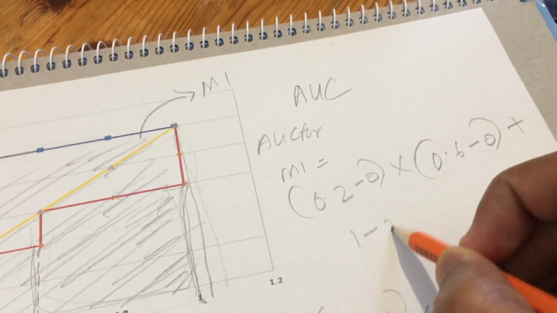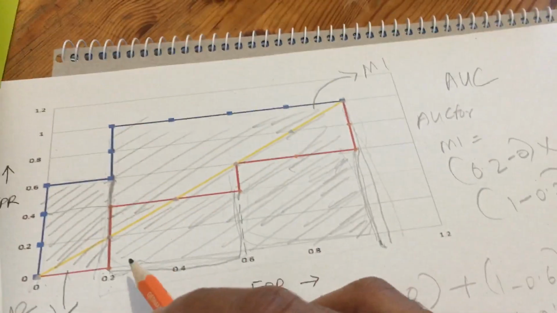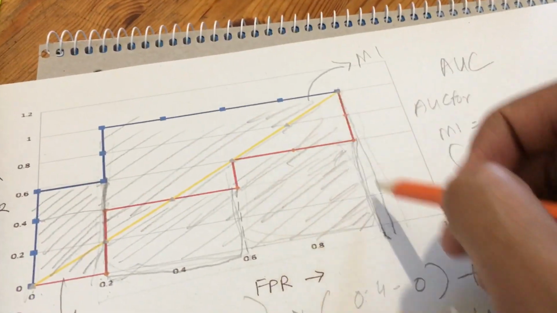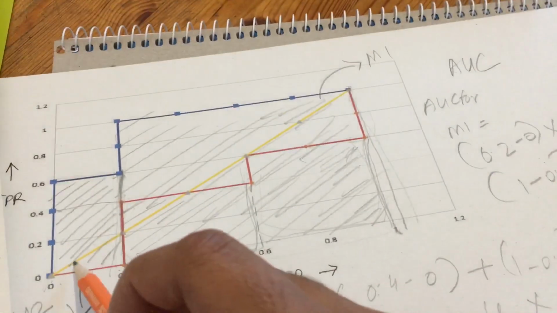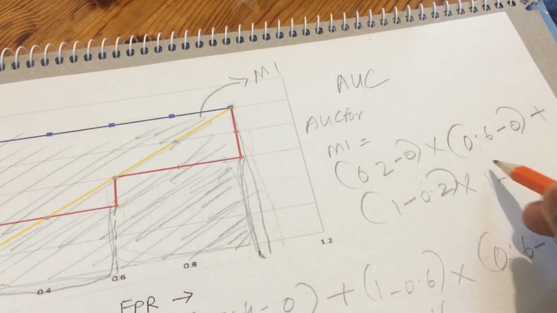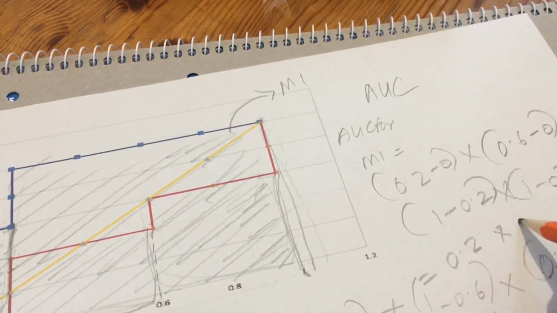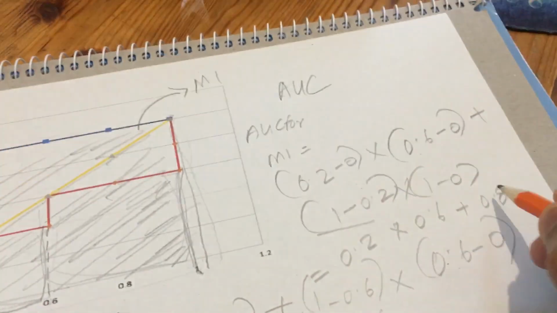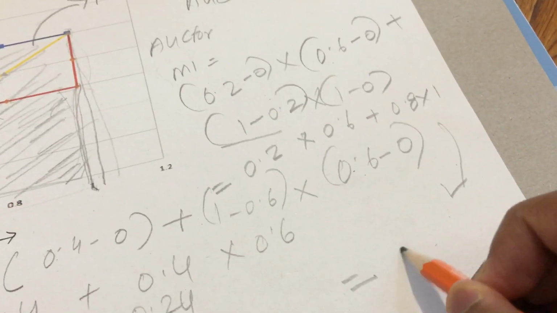So we have 1 minus 0.2 multiplied by the area. We have the x-axis, now we need the y-axis, which is from this 1 till this point, that is 0 to 1. So we have 1 minus 0. So what we have is 0.2 into 0.6 plus 0.8 into 1. For this, we get 0.92.